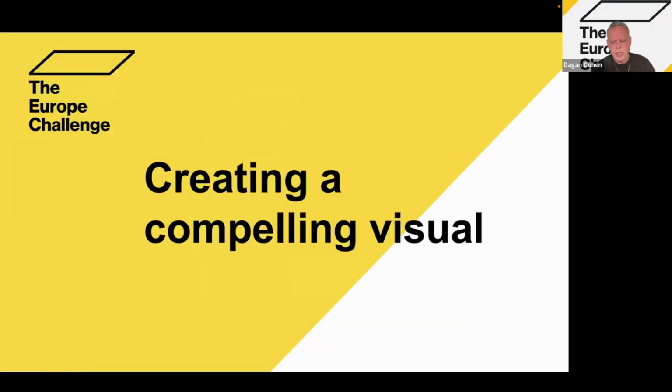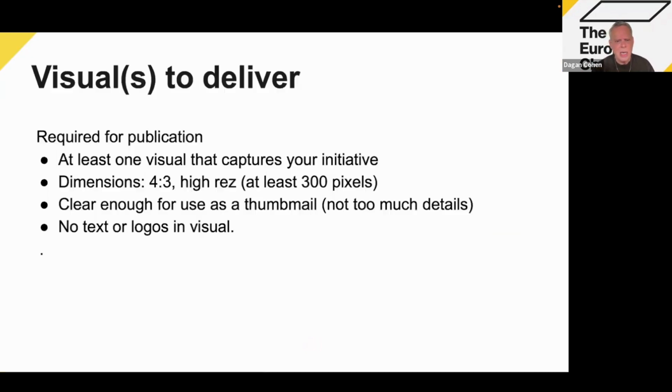Okay, so some tips on that. Not for Robin, because he already has even a press photographer doing some images for free, but then you may be looking at that image through this lens. What we need for a publication is at least one visual that captures your initiative in a compelling way.